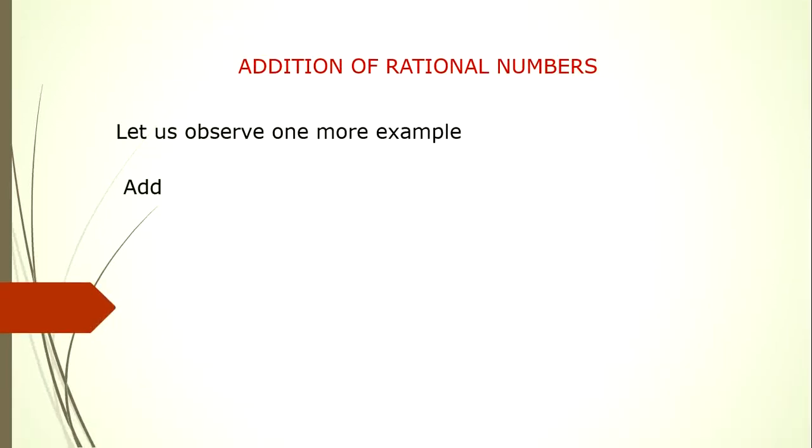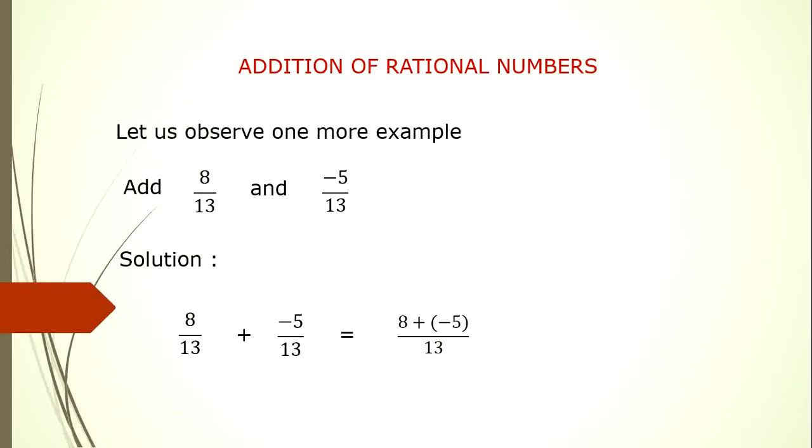Let us observe one more case with a negative. Add 8 by 13 and minus 5 by 13. So here what do we have? We have 8 by 13 plus minus 5 by 13 gives us 8 plus minus 5 by 13, which is equal to 3 by 13. Children, do you remember the addition of integers? Yes. We get plus 3 because the number with a positive sign has greater magnitude.